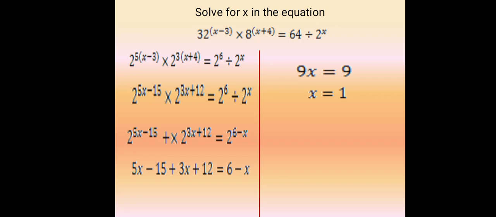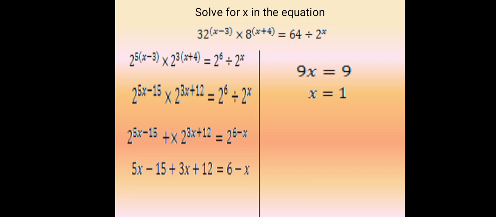Now those powers will multiply with each other, like 5 into x minus 3, we shall have a power of 5x minus 15. And then 3 into x plus 4, we shall have a power of 3x plus 12. And then the others remain the same.